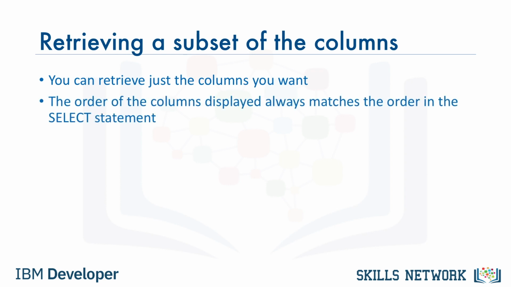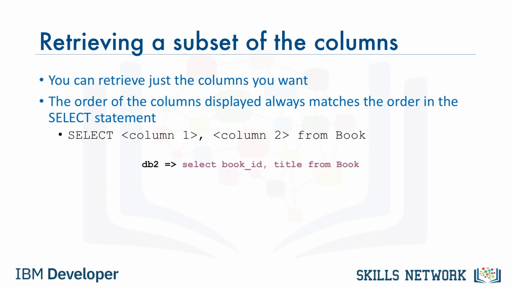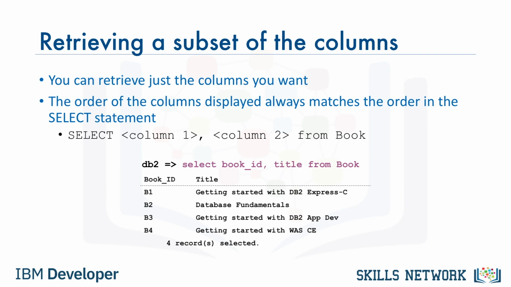If you want, you can retrieve just 2 columns from the table book. For example, book_ID and title. In this case, the select statement is select book_ID, title from book. In this case, only the 2 columns display for each of the 4 rows. Also notice that the order of the columns displayed always matches the order in the select statement.